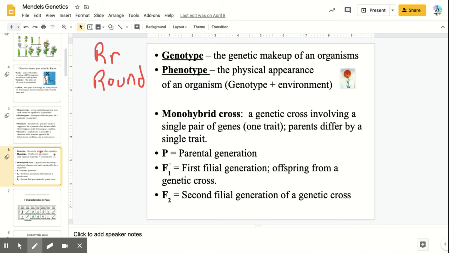The P generation are the parents. Then you have the F1 and the F2. This is how Mendel kept track. So the first filial and the second filial, it's just the offspring and then the second generation. So if you look at this, it would be like the grandparents, parents, and kids.